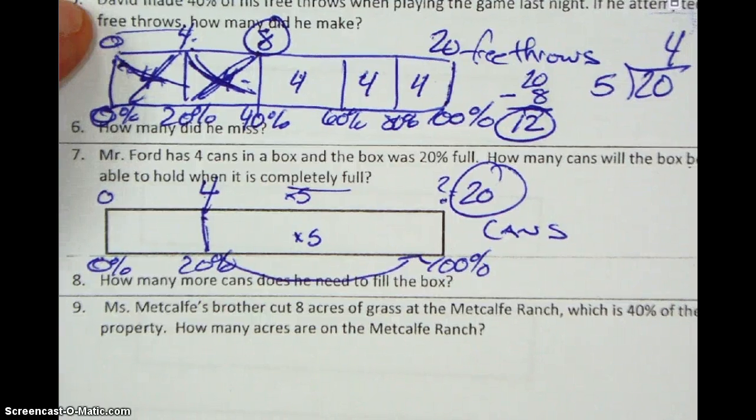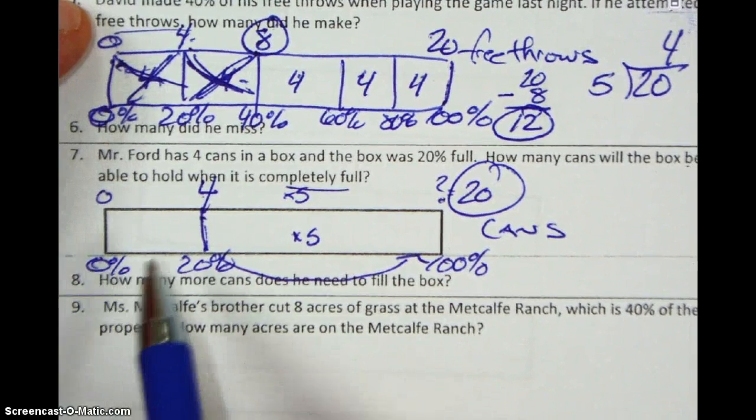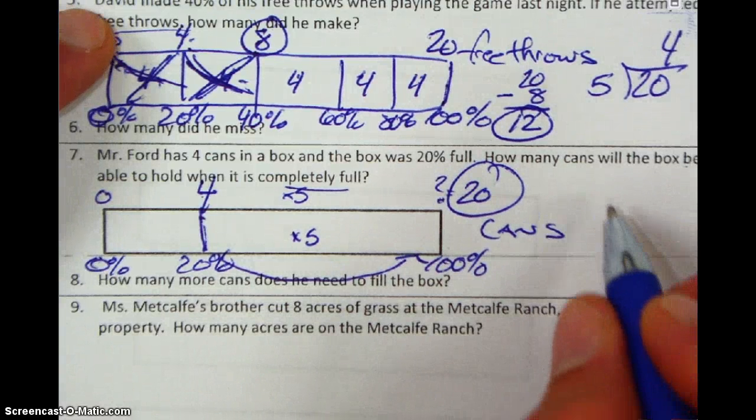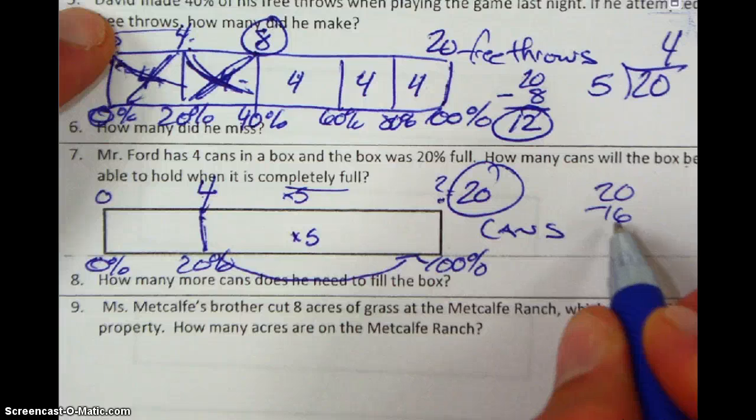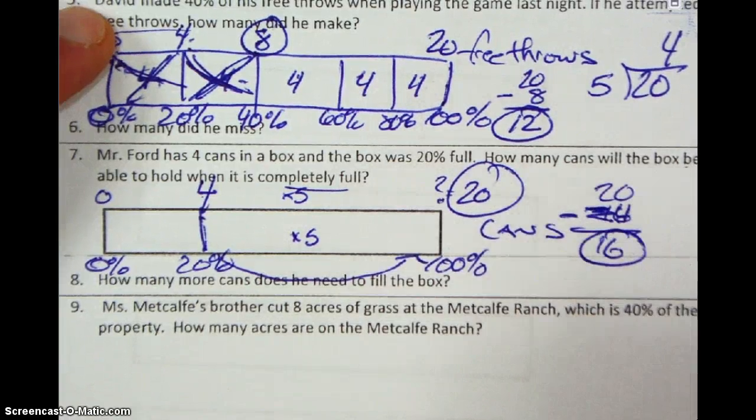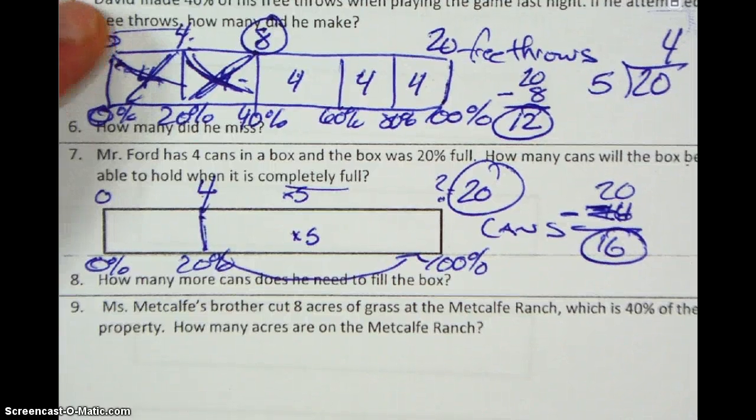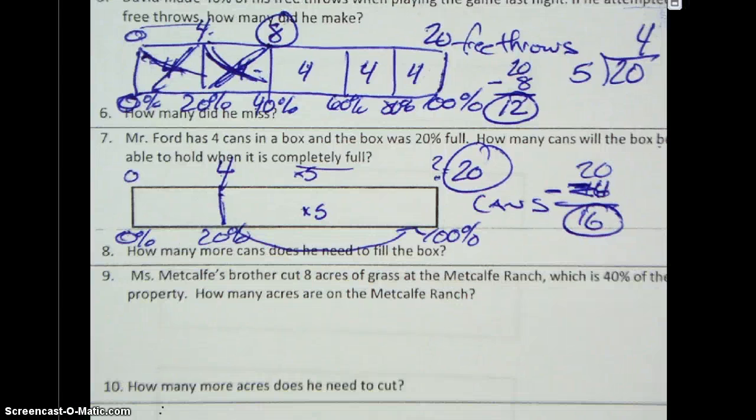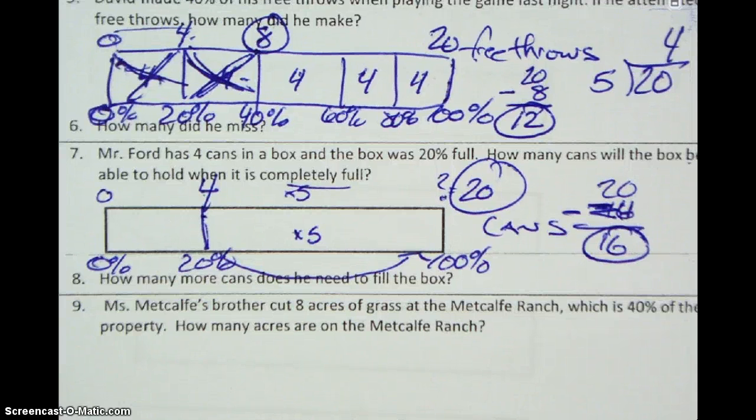If he has 4 cans, how many more cans does he need to fill the box? Keep reading. 20 minus 4 equals 16. He needs 16 more cans. Okay. Number 9 is all on your own. The bar models are important, and they help us also to start to create the proportions we'll need in the future to solve the more advanced problems.